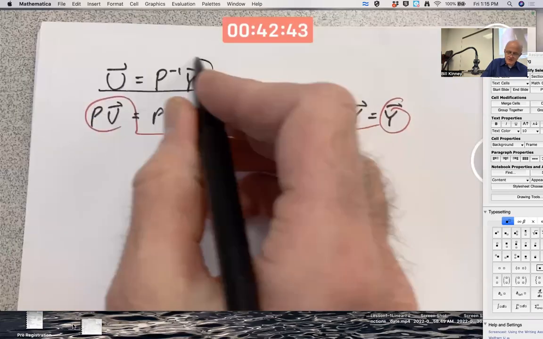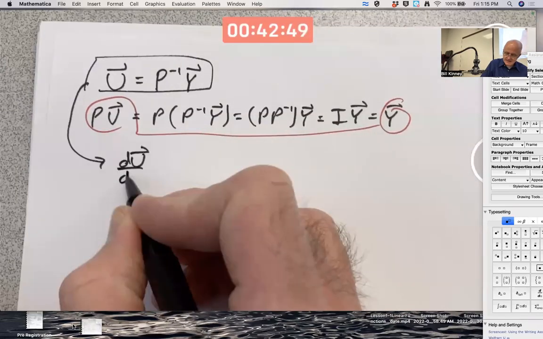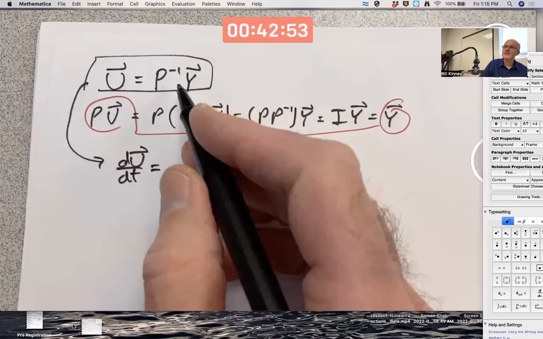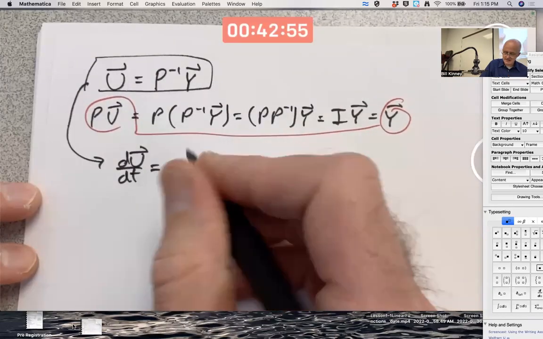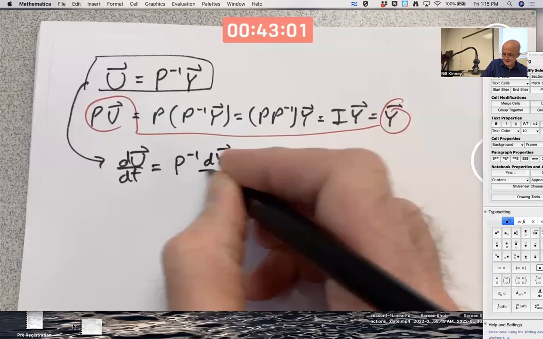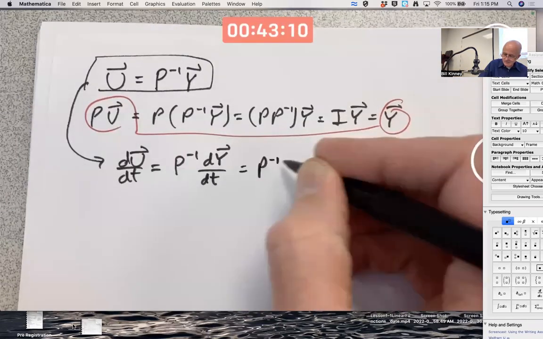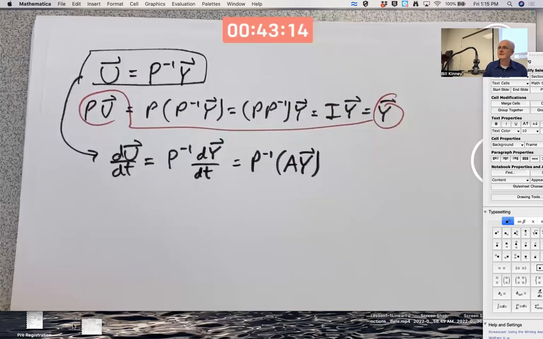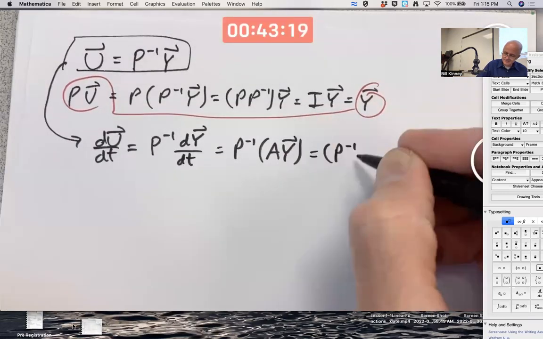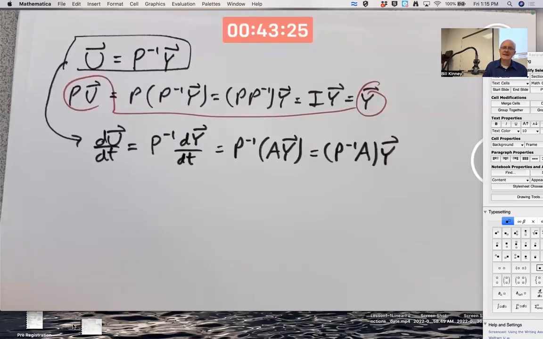We can differentiate both sides of this equation with respect to t. du/dt equals what? Well, P inverse is a constant matrix, it just stays as it is. y is a function of t, so the derivative of y with respect to t is dy/dt. If I'm assuming dy/dt equals A times y, then I can just replace that derivative with A times y. Use the associative property and write that like this. It's almost PAP, but the inverse messes it up.